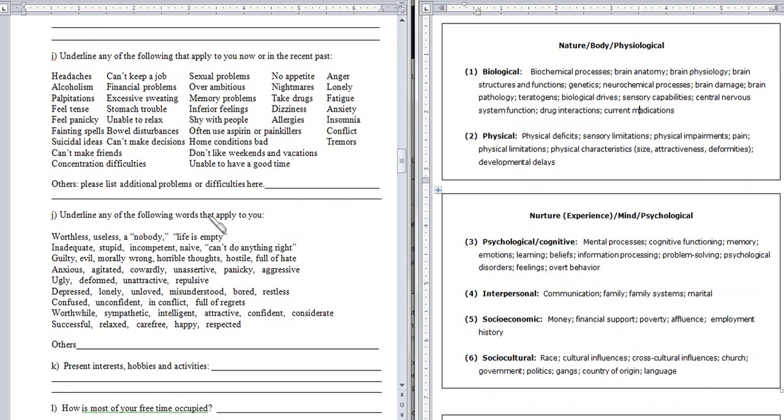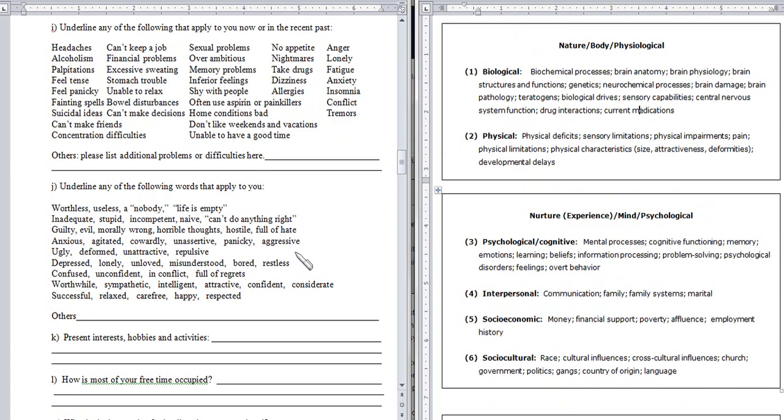Now underline any of the following words that apply. How does this person feel? How does she feel? Life is empty, inadequate, stupid. These are also indicators of belief systems and indicators of how she feels, and that's important to get a screening on that, initial view of that.